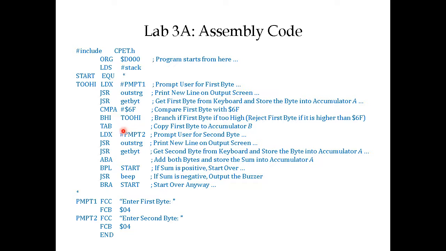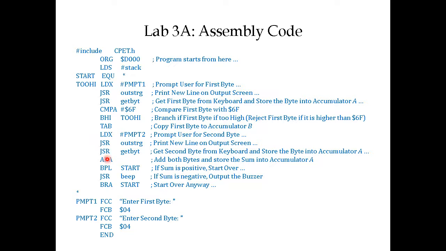But once it is accepted, you go to this line where you copy the first byte from accumulator A to accumulator B, and then you start working with the second byte from here. You get the prompt, you display enter second byte, and then you take the second byte and add the first byte and second byte. Then BPL is a branch instruction which just checks whether the result is positive. Whatever sum you got, if the sum is positive, you go to the start label. Look at the start label, that is exactly at the very beginning, so it starts over.